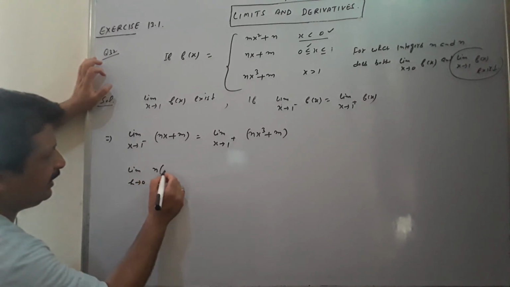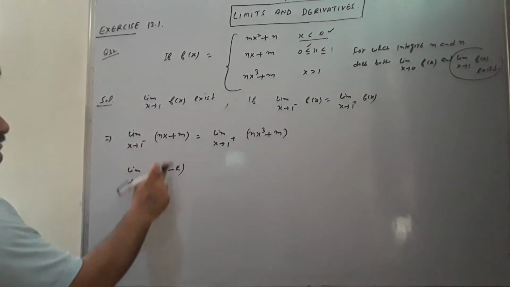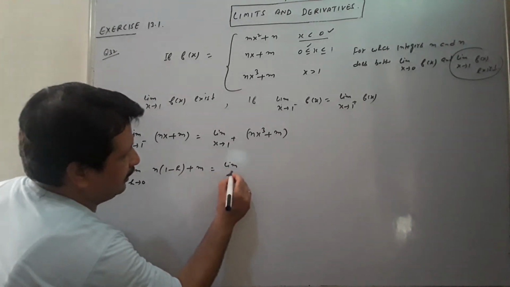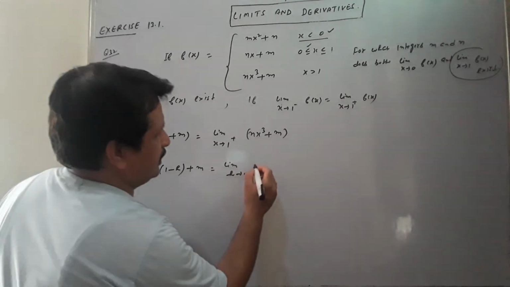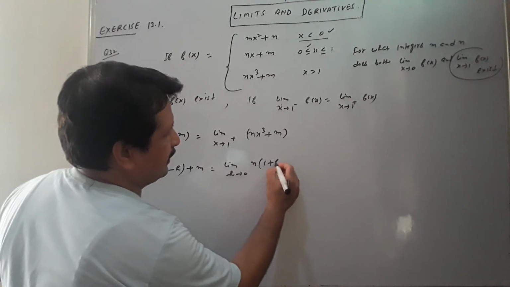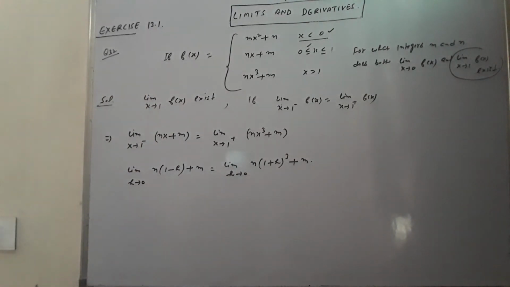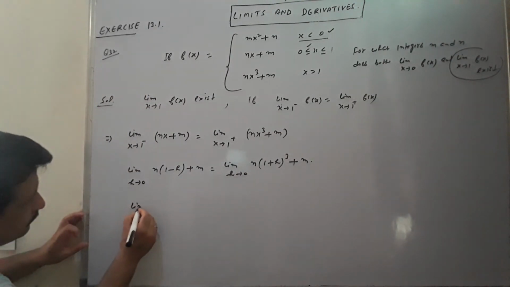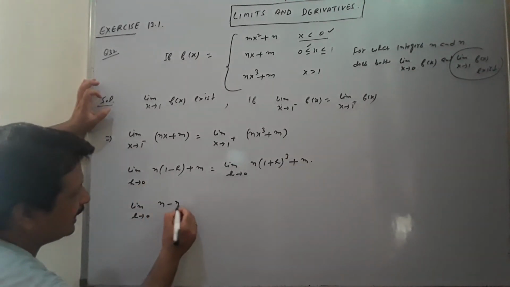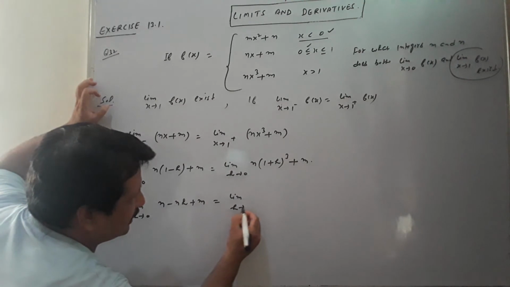Here it will come as n into (1 minus h), at the place of x we will put 1 minus h, plus m. This is limit h tends to 0. This is n into, at the place of x, (1 plus h) whole cube plus m. So students, this limit h tends to 0, and from here what you will say? n minus nh plus m, that is limit h tends to 0.